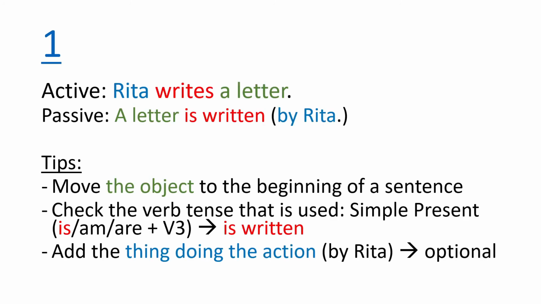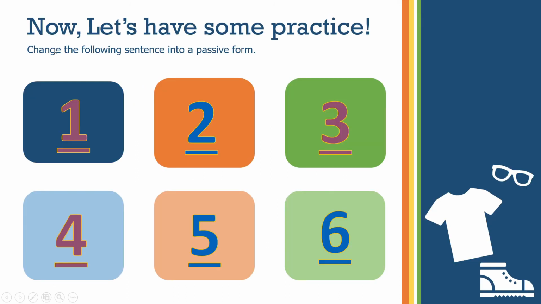This is the example. Yeah, Rita writes a letter. A letter is written by Rita, optional. And this verb tense is simple present. So it's whether you use is, am, or are. Depends on how many subject is that? Is it singular or plural? Very good. Continue. Boys, is it number 2, 5, or 6?